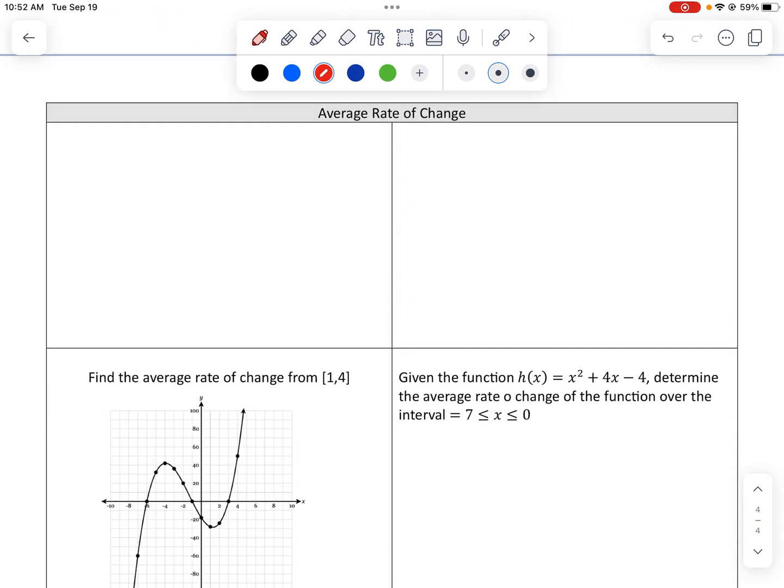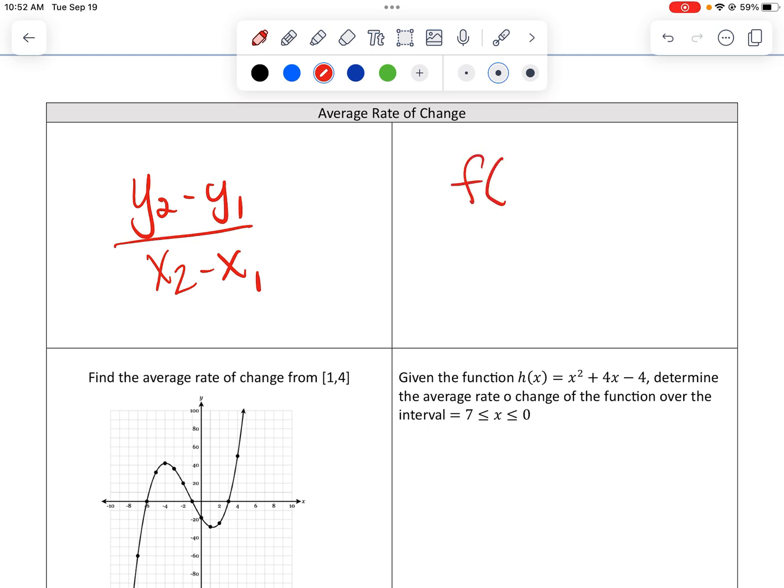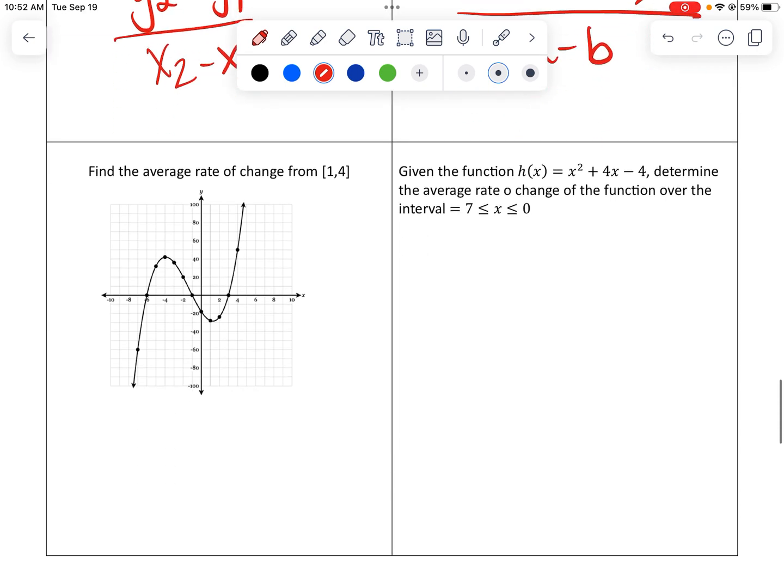So average rate of change, we have talked about this as talking about slope, y2 minus y1 over x2 minus x1. We've also looked at it in function notation. f of a minus f of b all over a minus b. So if we're to take a look at this graph from x equals 1 to 4, we'd want f of 4 minus f of 1 over 4 minus 1.